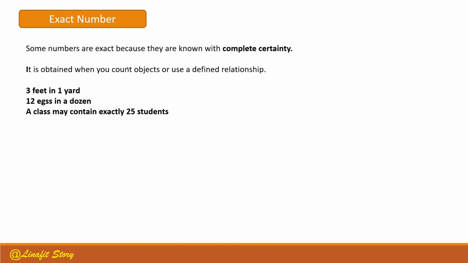For example, there are exactly 3 feet in 1 yard. There are exactly 12 eggs in a dozen. A class may contain exactly 25 students. Most exact numbers are integers, but it is possible for a value to have a decimal point. An exact number cannot be simplified or reduced.